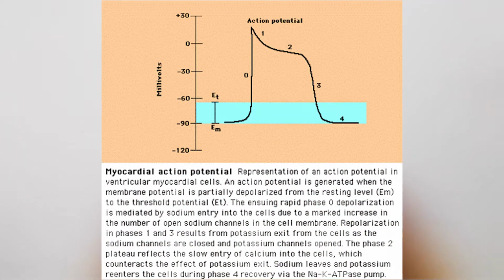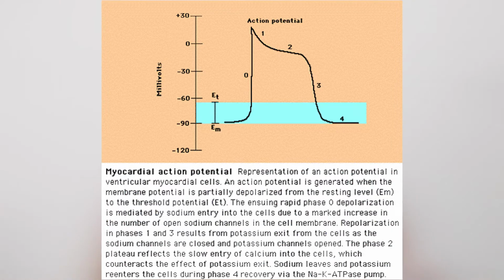Rapid phase zero depolarization, you can see in this diagram, is mediated by sodium entry into the cells due to a marked increase in the number of open sodium channels in the cell membrane. Along with that sodium, what else is entering? Calcium is also entering. Then normally the influx is followed by muscle contraction.